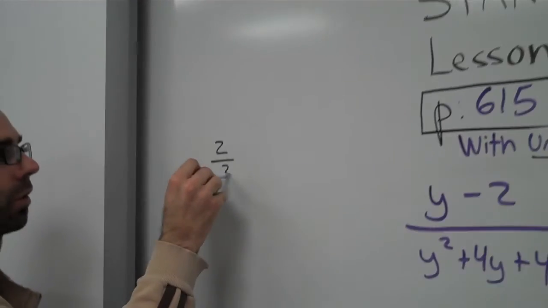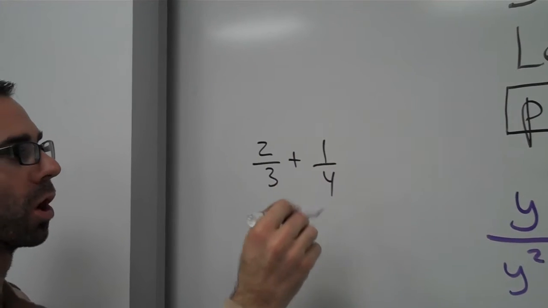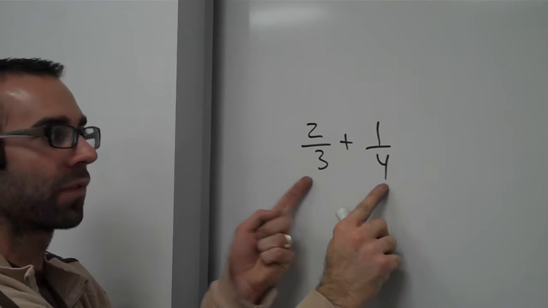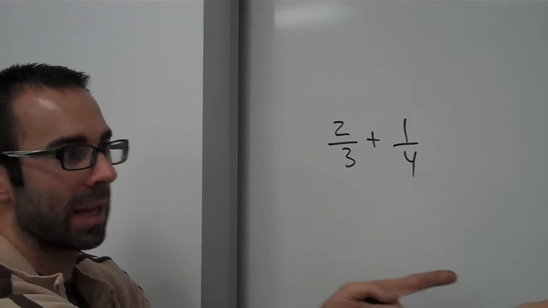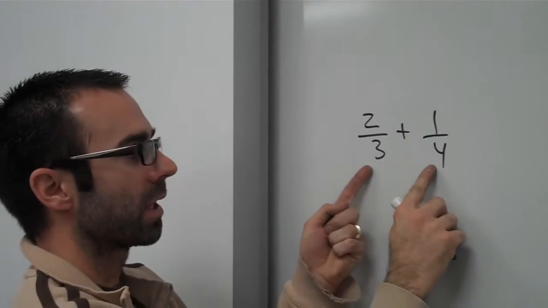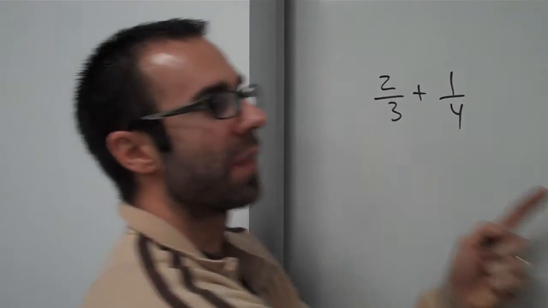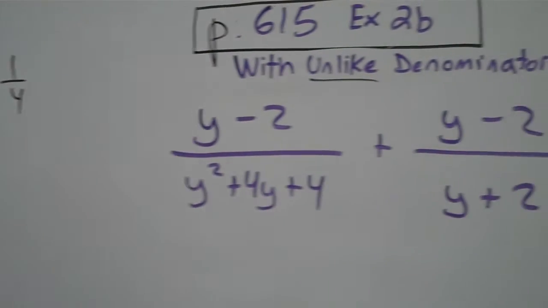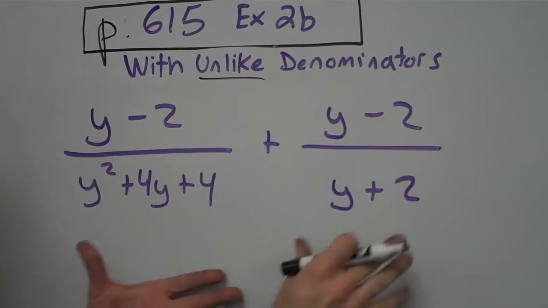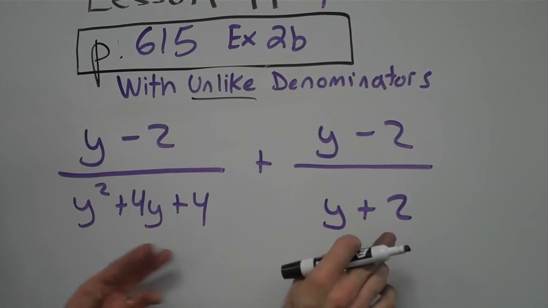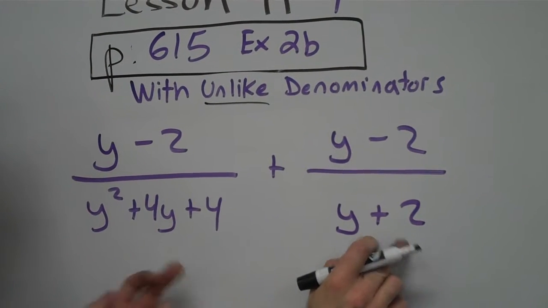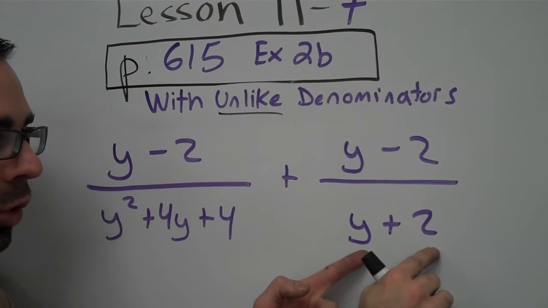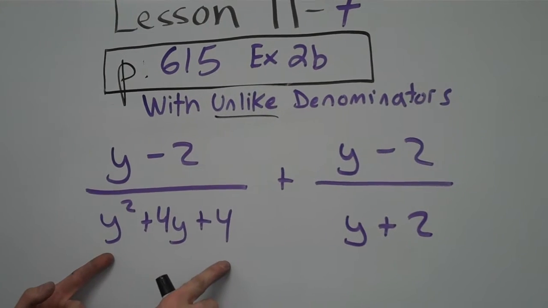Just like when you have 2 over 3 plus 1 over 4, when we add fractions, we have to have a common denominator. So that's the same thing here. Our very first step is to find a common denominator. The way you find a common denominator with rational expressions is we first factor the denominators. Well, this is already factored. There's nothing you can do with y plus 2, but we can factor this little tamale.